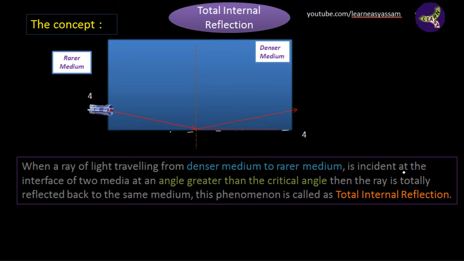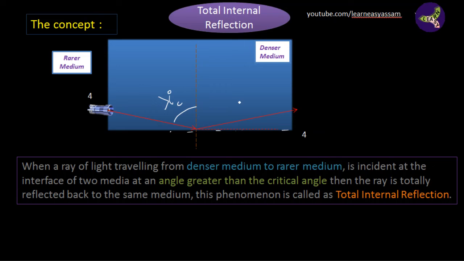So the interface of the 2 media at an angle greater than the critical angle. So this angle is now greater than critical angle. This is IC, but this angle is greater than critical angle. So greater than the critical angle, then the ray is totally reflected back. So we can see the ray is totally reflected back in the same medium.